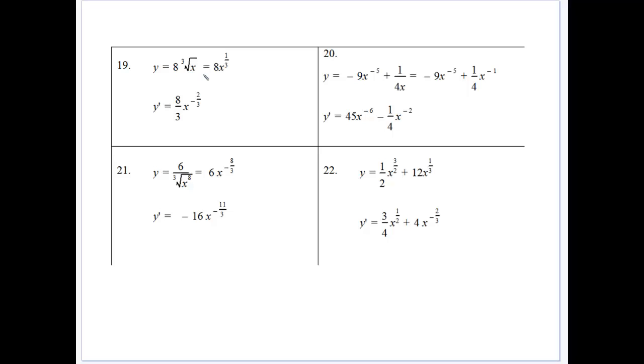8 times the cube root of x would be 8x to the power of 1/3. 8 times 1/3 gives us 8 on 3. 1/3 minus 1 gives us minus 2 on 3 there. Again, do it separately. Minus 9 x to the power of minus 5. Minus 5 times minus 9 gives us 45. Minus 5, subtracting 1 gives us minus 6.